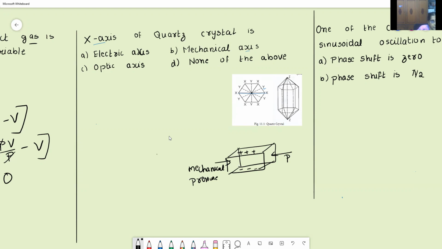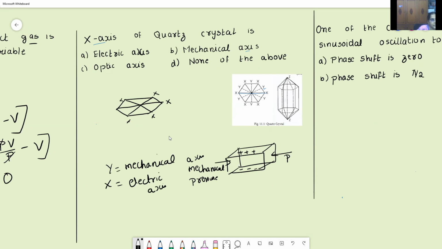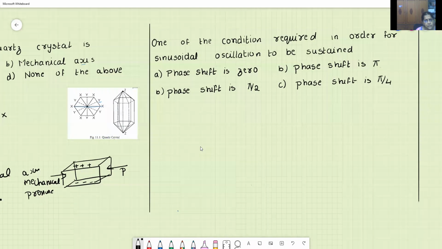Now here you can see the down face of the prism, that is, the hexagonal face is written here. You can see from the angles we have written bisectors. So you have a hexagon in this fashion, and from the angles the bisectors are written. These lines are nothing but X. X indicates the electric axis and Y indicates the mechanical axis, and this Z is the optic axis. So in our question they have asked for the X axis, which is nothing but the electric axis.